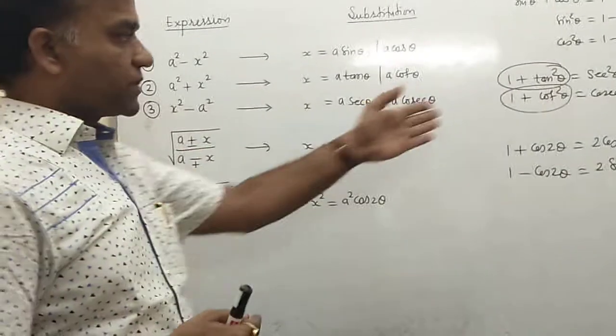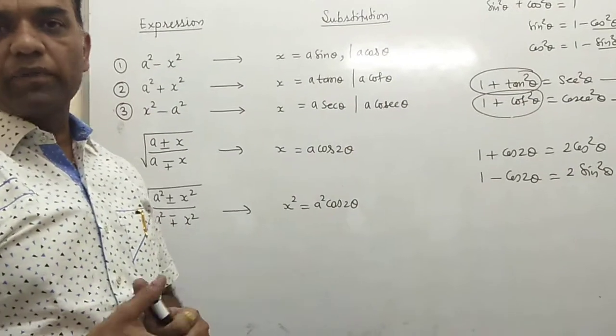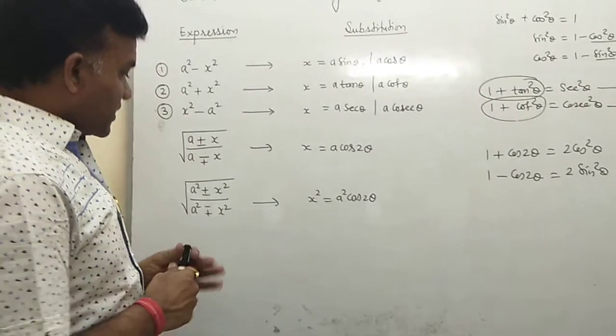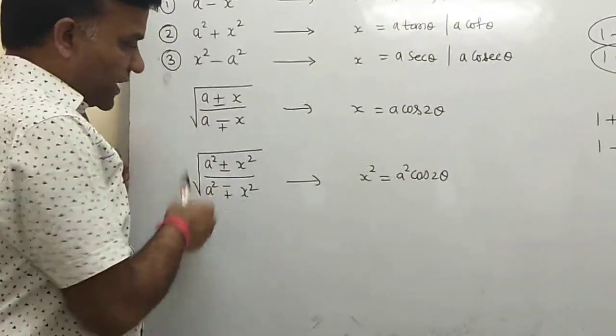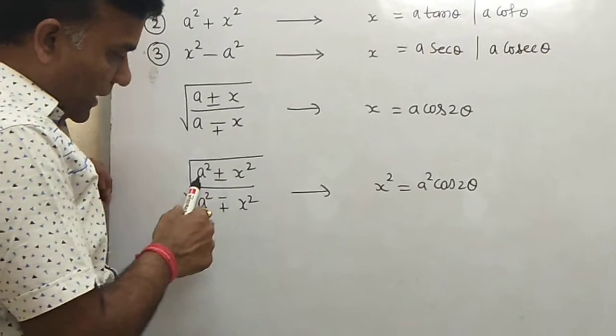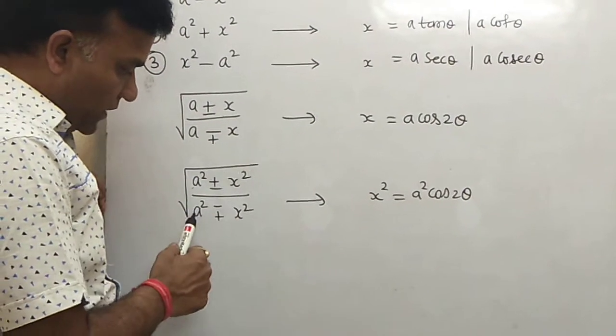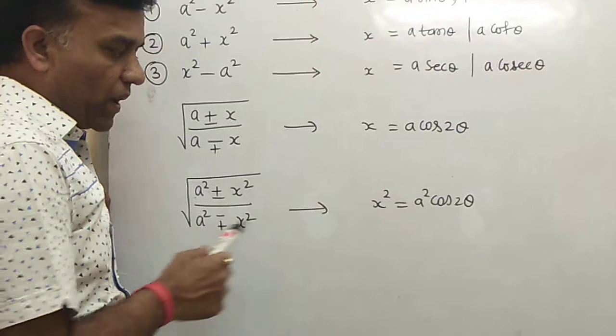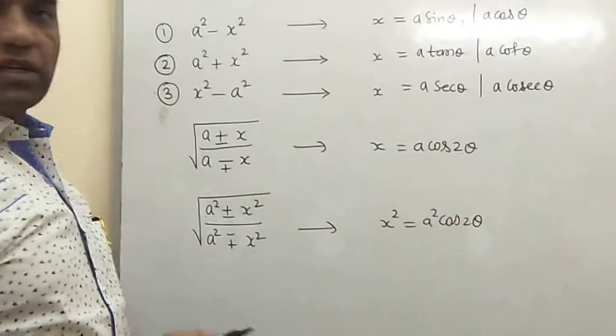Then you have the square root sign. Inside the square root, all values are in the form of a square, and the square roots cancel out. Similarly, there is one more concept related to the square root sign: a square plus or minus x square, or a square minus or plus x square, and again the substitution is no different.